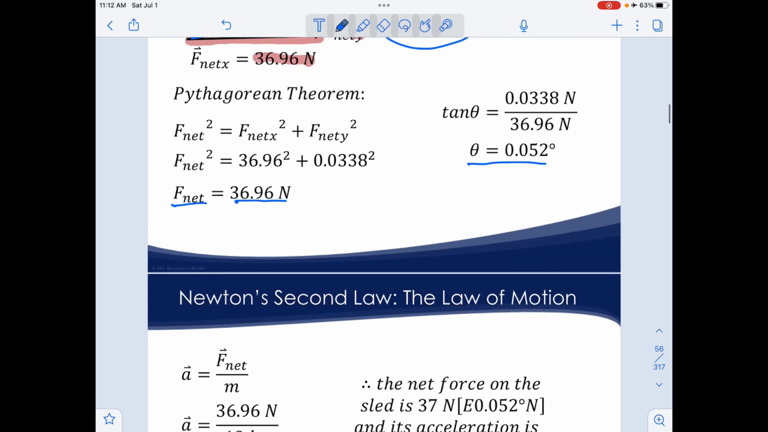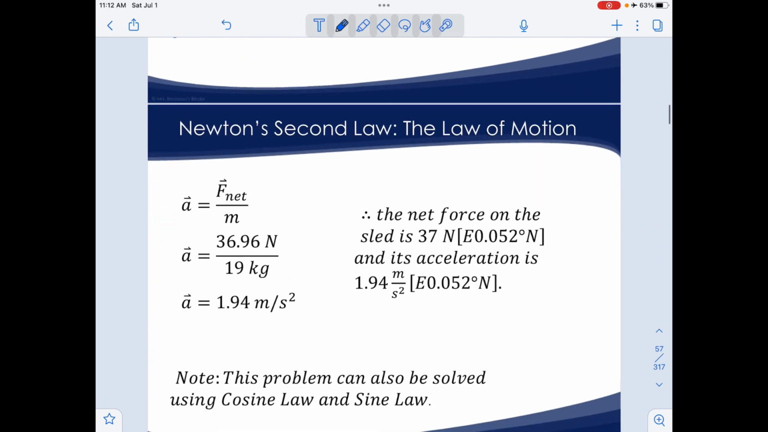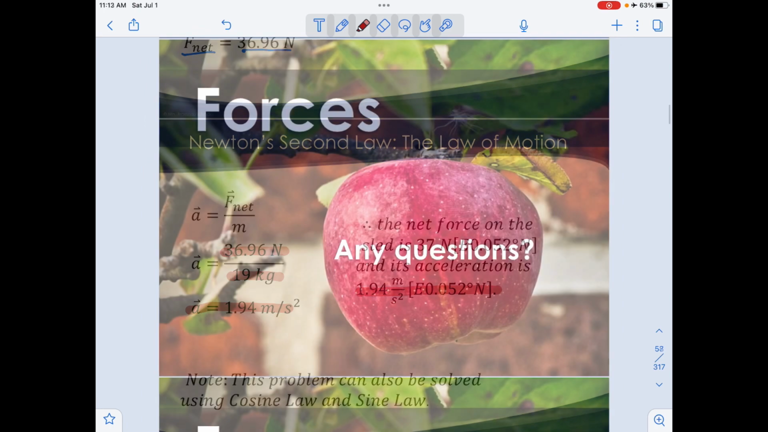Okay, so that's our net force, and once we have our net force, then we can find our net acceleration. So we take our F net, which is 36.96, divided by our mass, and we get the acceleration is 1.94 meters per second squared, and it's east 0.052 degrees north. Any questions?